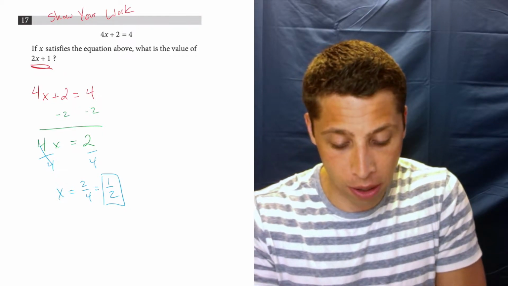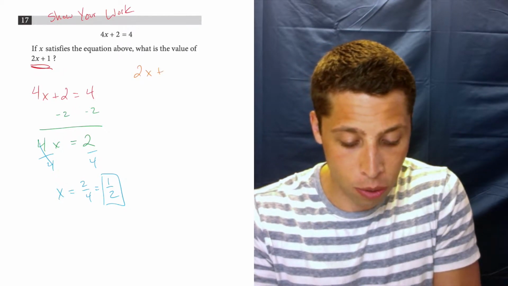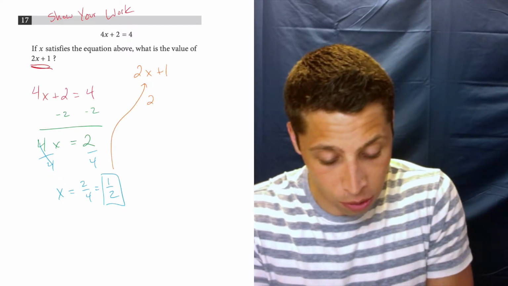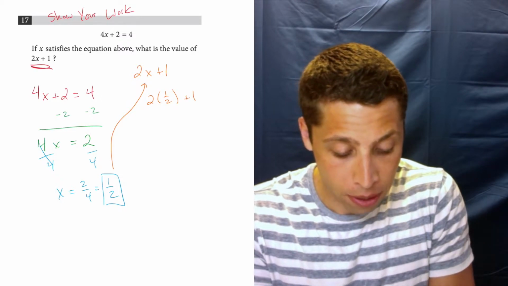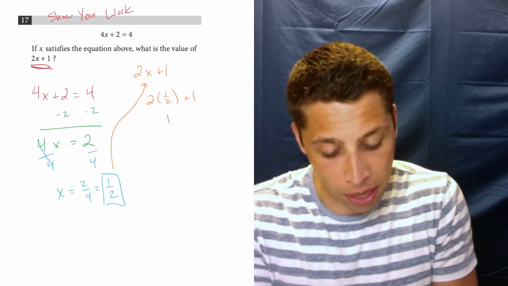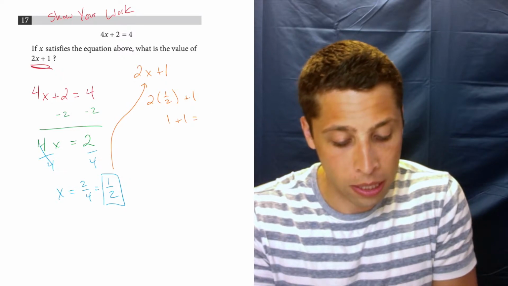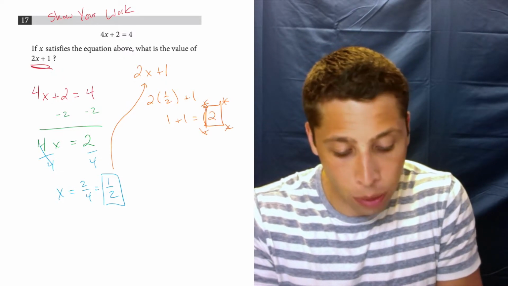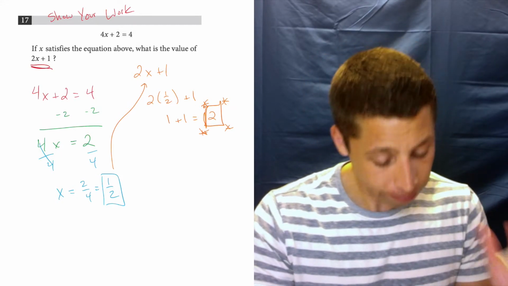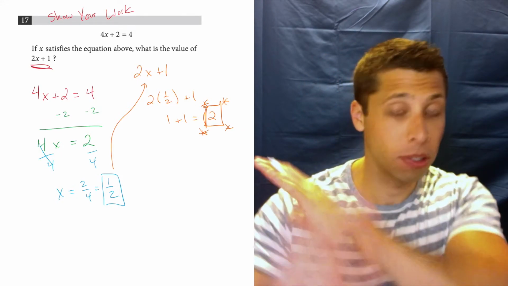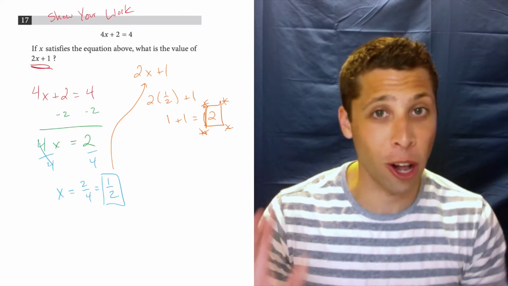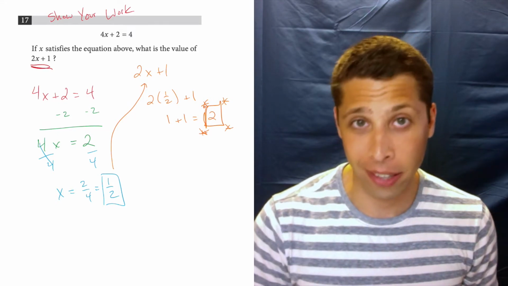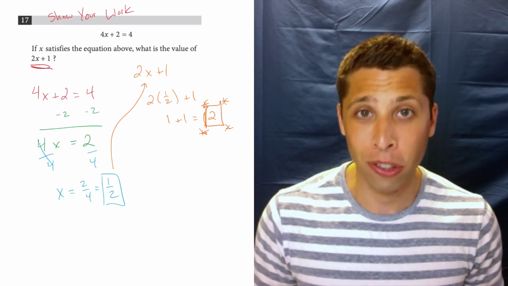So now we just take our number and we go back to 2x plus 1 and we pop 1/2 in for x. So it's 2 times 1/2 plus 1. 2 times 1/2 is 1, plus 1 is 2. That is my actual answer, 2. So that's just very textbook algebra. We just solved an equation and we followed the instruction at the end to find what they actually wanted. Nothing wrong with that approach.